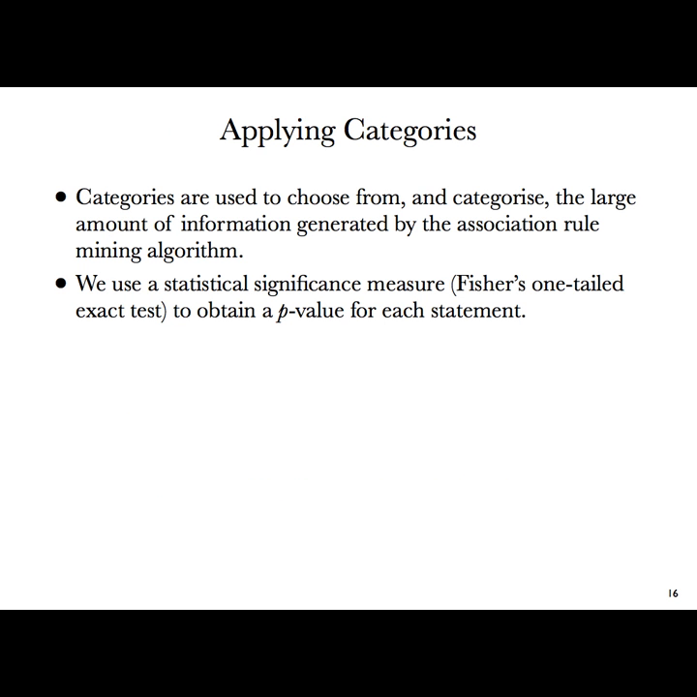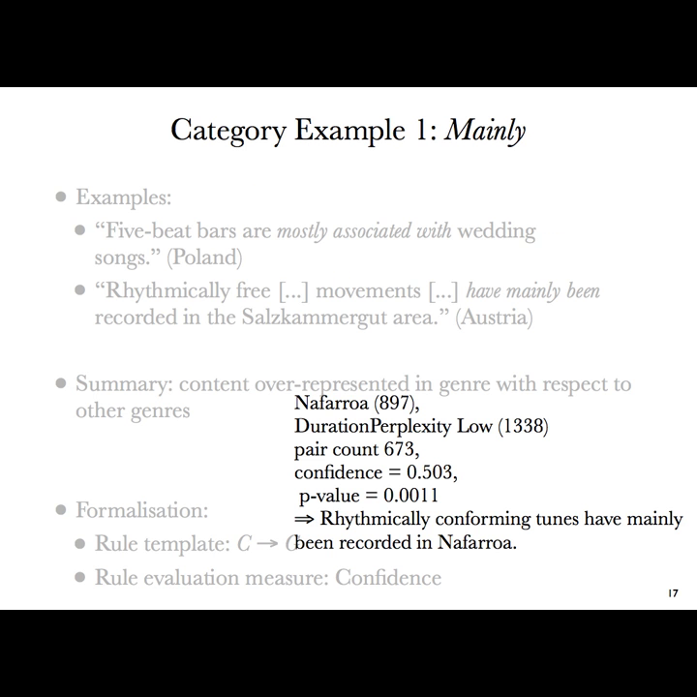And so we use this at the moment basically as a filter. We apply this algorithm, and then we get a large number of association rules, and we use that to filter them down. There may be a more sophisticated way of doing that in the future. And then you can associate this with a statistical significance measure to get a p-value for each statement, which can enable us to choose which ones we consider to be important.